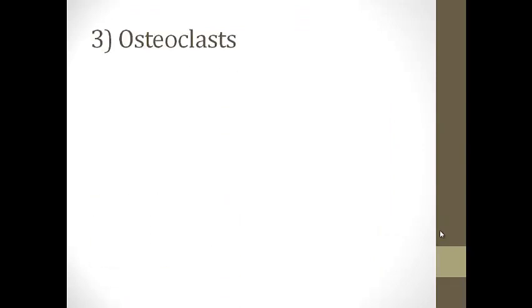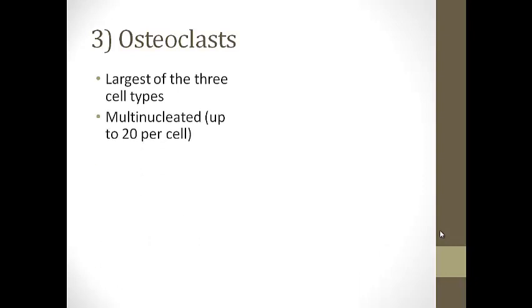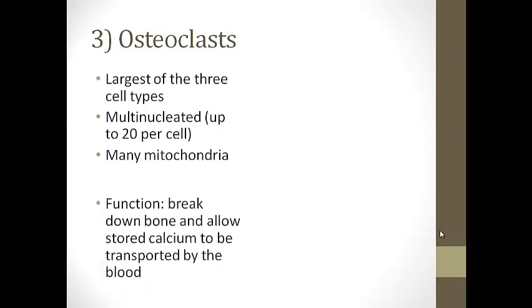Now, the last type of bone cell is what we call an osteoclast. Osteoclasts are the largest of the three cell types, and they are multinucleated. So the first two only had one nucleus. Osteoclasts tend to be multinucleated, and they can have up to 20 nuclei per cell. They also tend to have lots of mitochondria, meaning that they have metabolic processes that require a lot of energy, so that's why they have more mitochondria than the other two types.